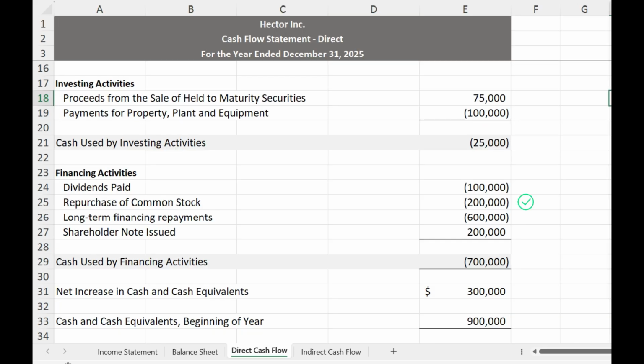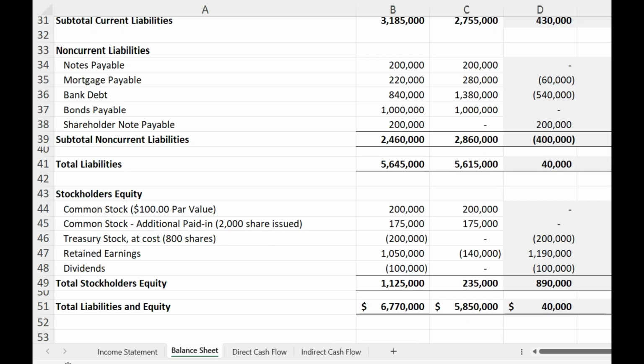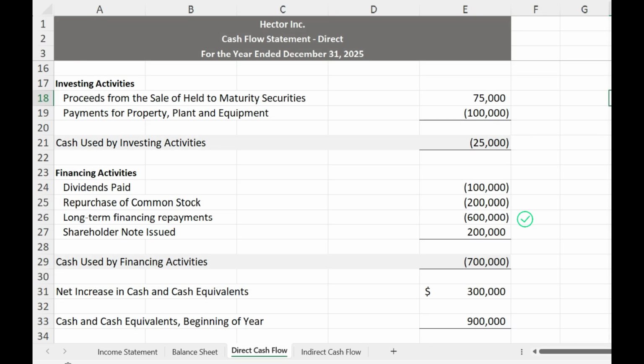And our next category is going to be debt financing. How much money do we pay back on the debt that we have taken out? And I'm going to go straight to the balance sheet again. I'm going to grab the difference between my long-term debt items that I have here, and that's going to represent principal payments that I've made on my long-term debt.